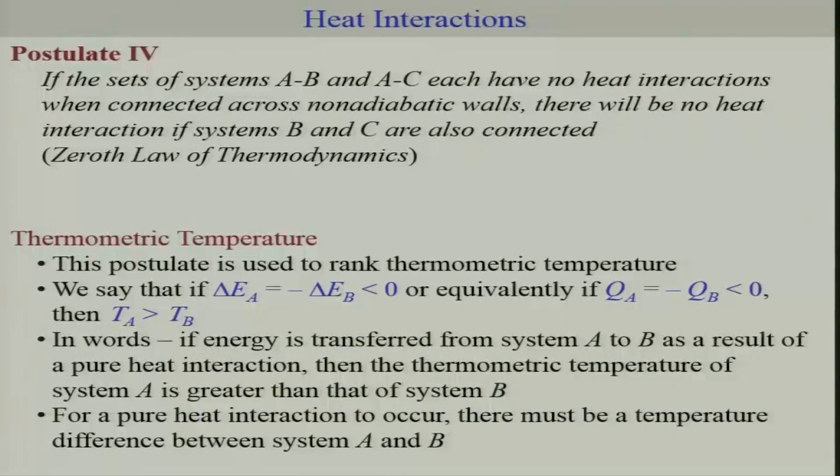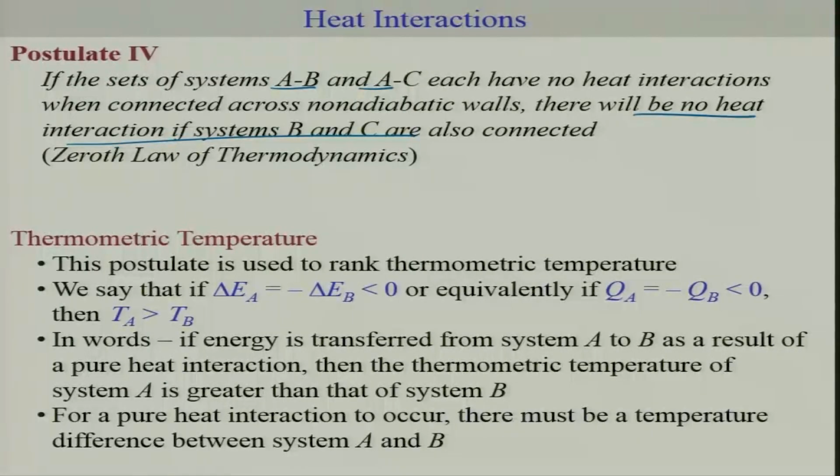And that leads to our final postulate: if the sets of systems A, B and A, C each have no heat interactions when connected across non-adiabatic walls, there will be no heat interaction if systems B and C are also connected. That means if A and B are at thermal equilibrium and A and C are at thermal equilibrium, then B and C have to be at thermal equilibrium. This is what we know as the 0th law of thermodynamics.